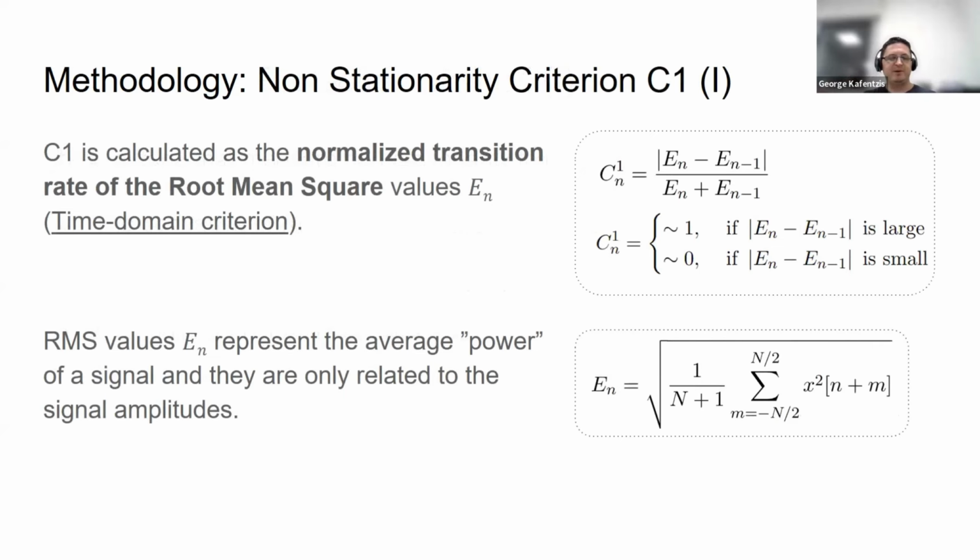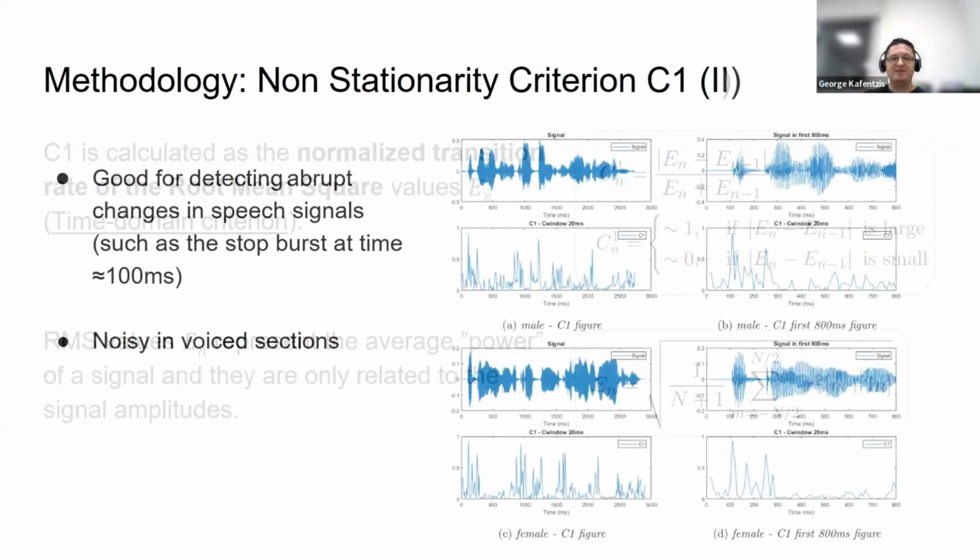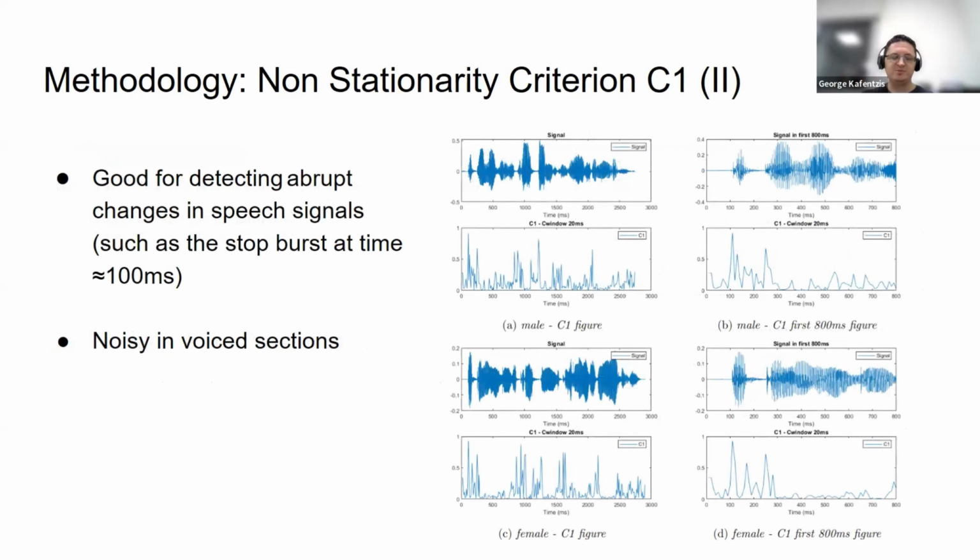So we compute the power of the signal on a frame-by-frame basis, and then we construct the so-called normalized transition rate. It's like a curve which takes high values when there is a transition between, let's say, silence and a stop sound, silence and a voice sound, etc. If you apply this criterion on speech waveforms, you get figures like this. On top of each pair of figures, you see a speech signal, and below you see the application of this C1 criterion on the waveform.